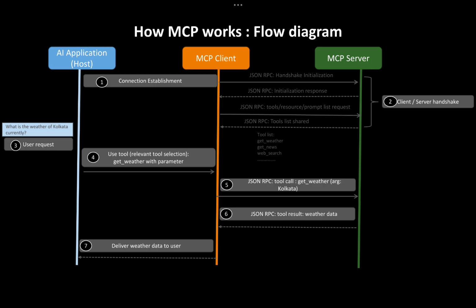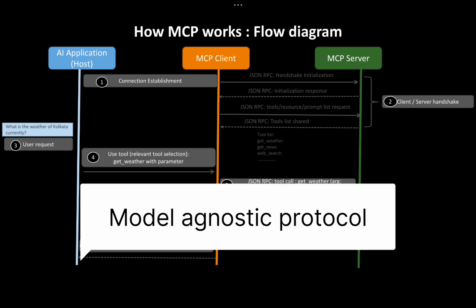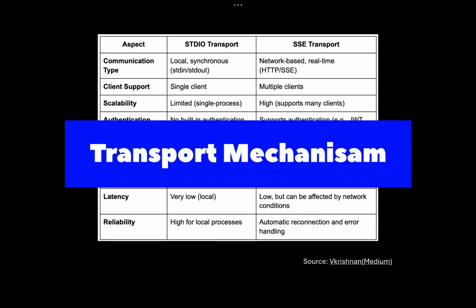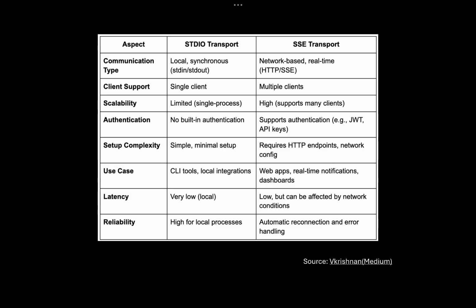And there is a common protocol that is going on between the client and server, which is nothing but JSON RPC, and based on that there is a common language that has been established between the client and the server, right? Now there are a few transport mechanisms which you can see on the screen, that need to be used whenever there is communication between the server and client. So one of them is the STDIO transport, and the other one is the SSE transport.